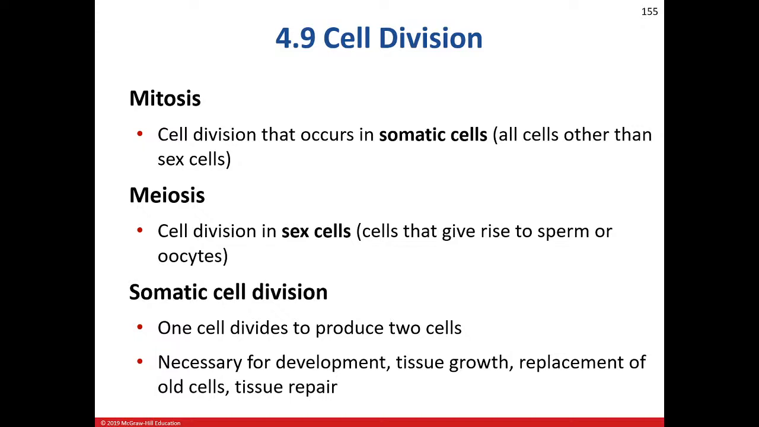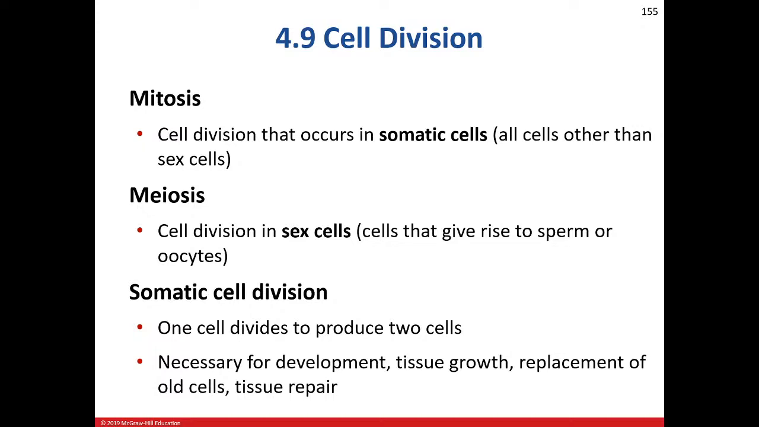Meiosis is the division of the nuclei in sex cells. And in order to get a mature sex cell, you have to go through meiosis twice. You have to go through meiosis 1 and then meiosis 2. And meiosis 1 and 2 are actually very similar to each other, but slightly different. And we'll get to that.